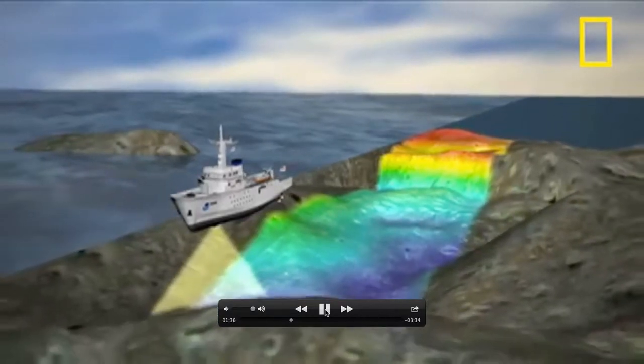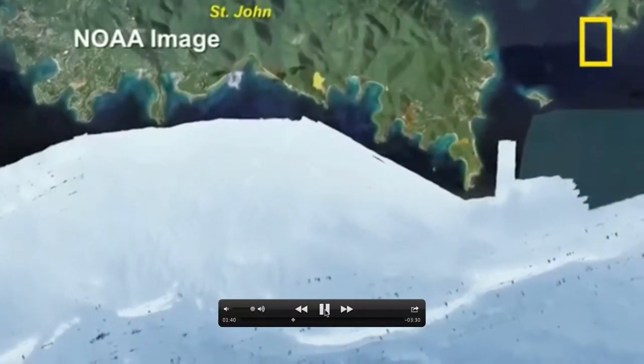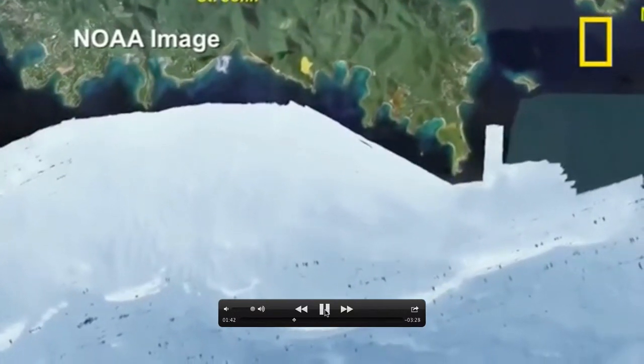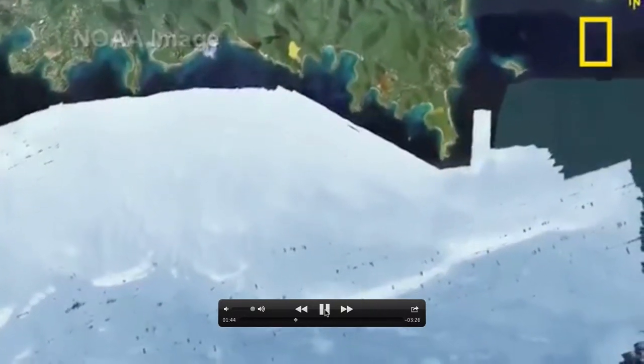Weeks of back and forth sailing in a pattern much like mowing a lawn yields traditional chart information, including bathymetry, or depth, in incredible detail.